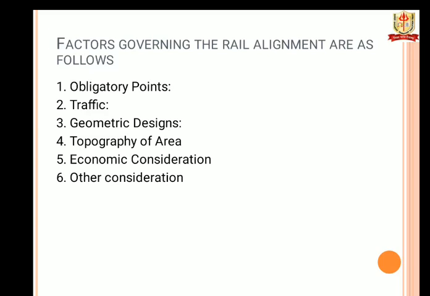Last is other considerations. From the drainage point of view, marshy tracks should be avoided. The alignment should be such that excessive cutting of rock is avoided. Waterlogged areas should be avoided, and cuttings in a snowfall area should be avoided as they will create problems of cleaning the track in the cold season. Okay, these are the other considerations.